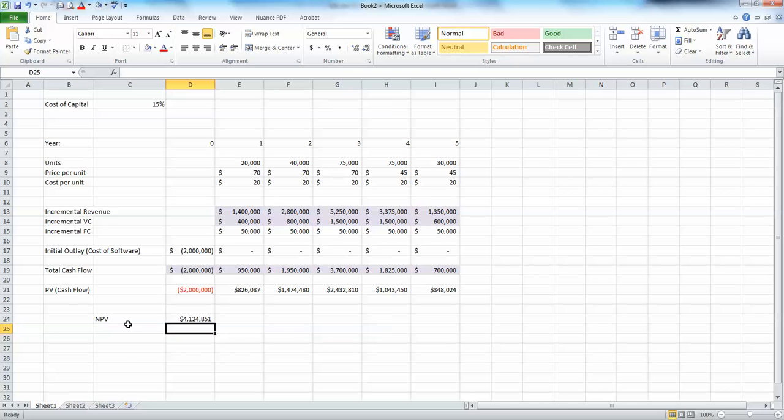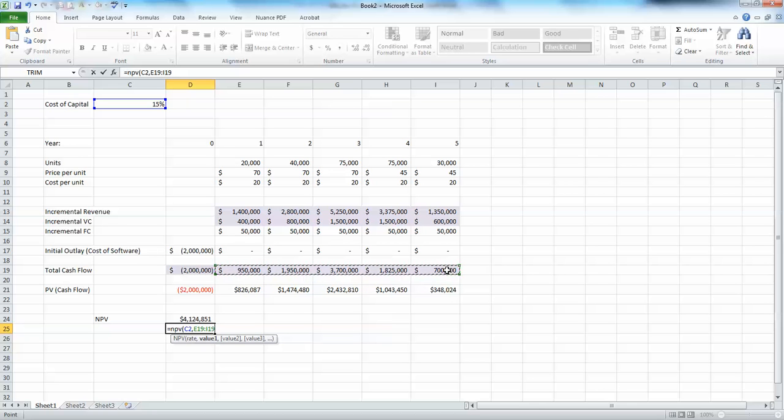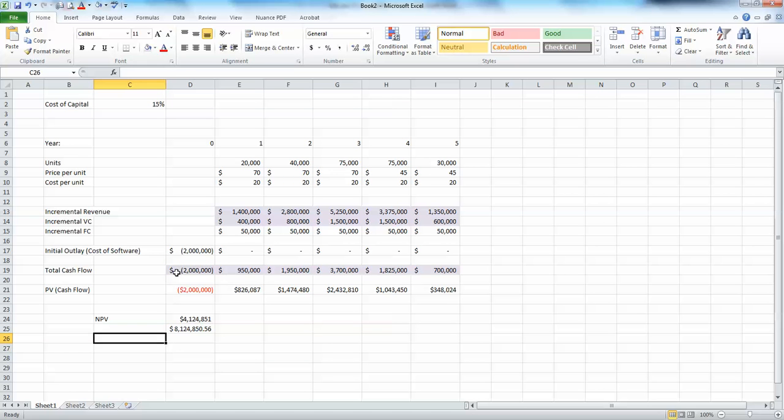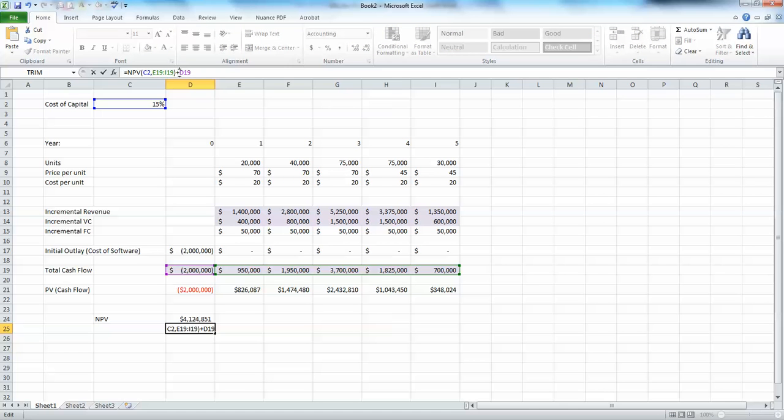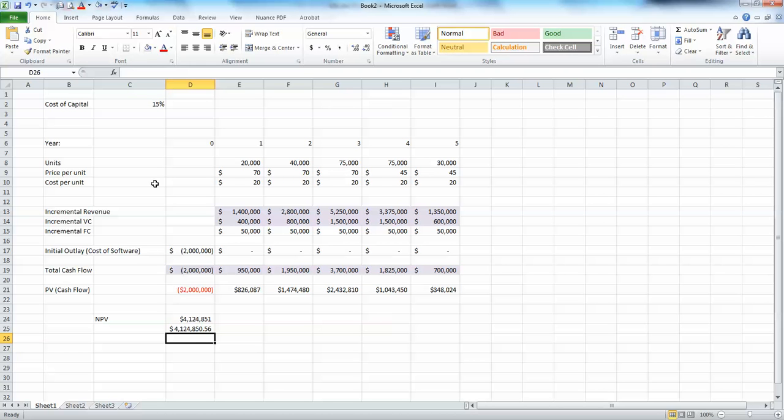So if you're good with formulas in Excel, there's an NPV formula, and it's simply your interest rate, comma, the value of your inflows. So we're bringing those in, the cash in from the project from 1 to 5, right? Then you subtract out your initial outlay of $2 million. So it's just another check. But here I have to add it, add D19, because it's already showing as a negative.